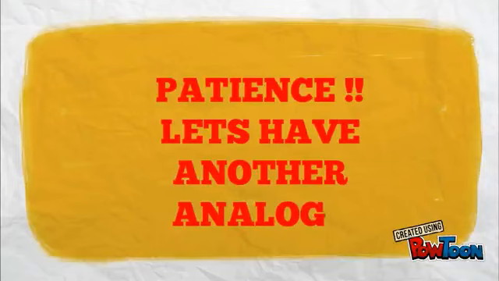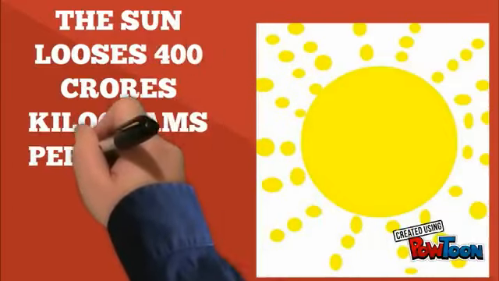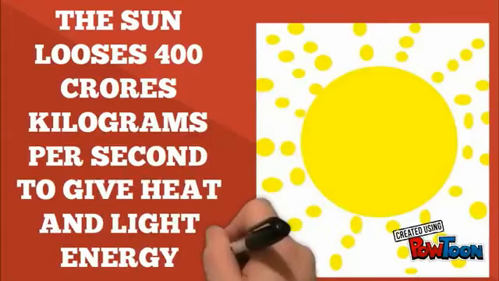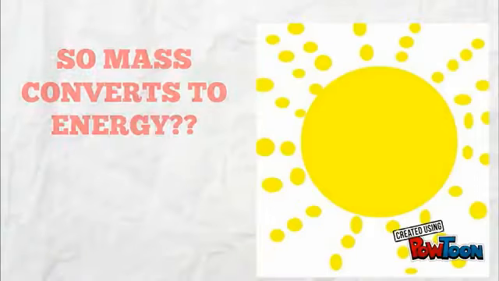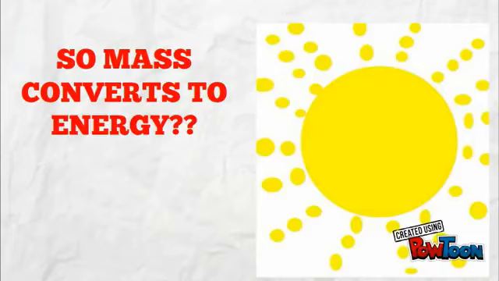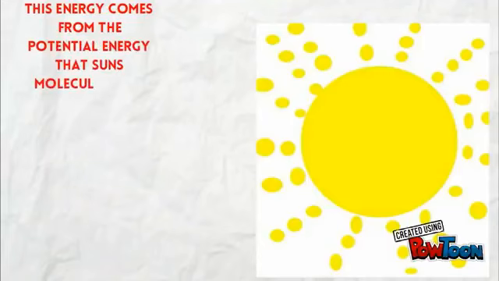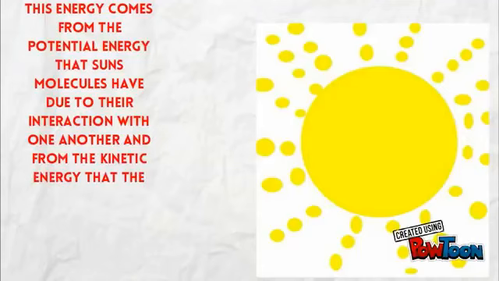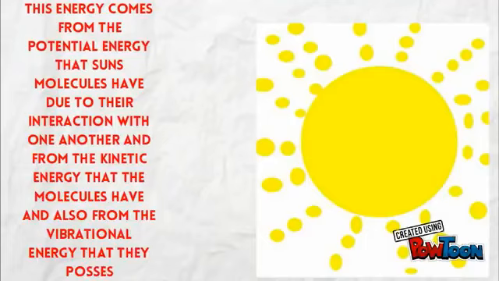Patience, grasshoppers. Let's have another analogy. The sun loses 400 crore kilograms per second to produce heat and light energy. Don't worry, that's just 0.07% of the sun's total mass. Wait a second, so am I saying mass converts to energy? No, that's alchemy. This energy comes from the potential energy that the sun's molecules have due to their interactions with one another, and from the kinetic energy that the molecules have, and also from the vibrational energy that they possess.